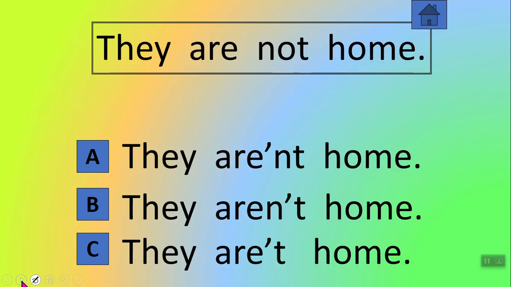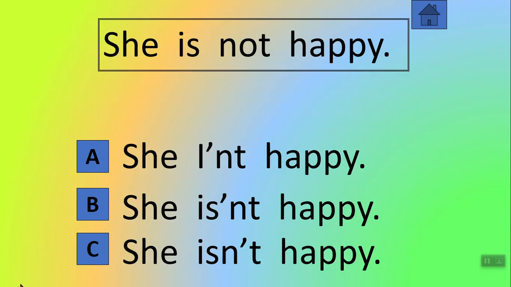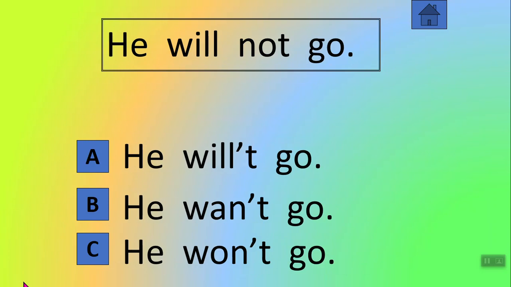They are not home. So which is the correct way to write aren't? The second one, sorry, the option B, because instead of the O we put an apostrophe. She is not happy. She isn't happy. So letter C is correct. She isn't happy. He will not go. He won't go. So C is correct.